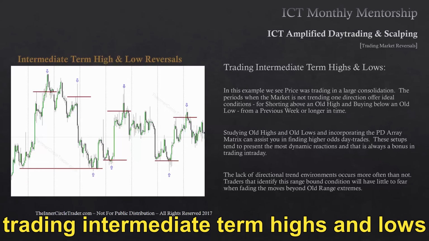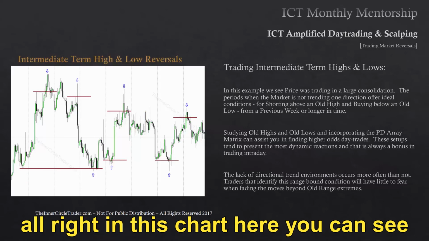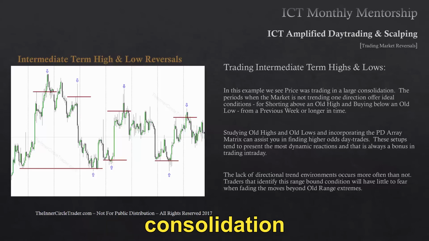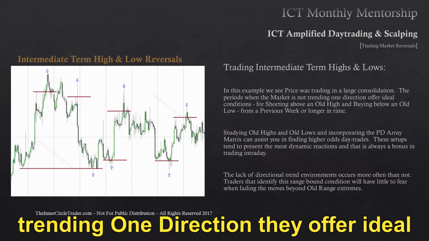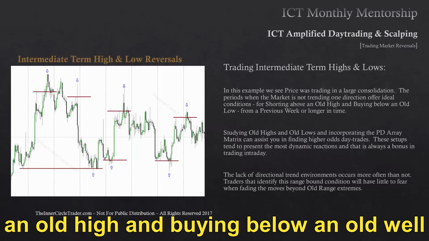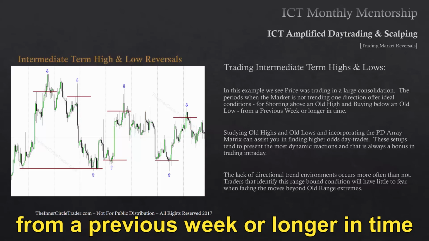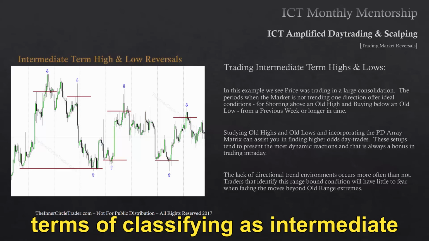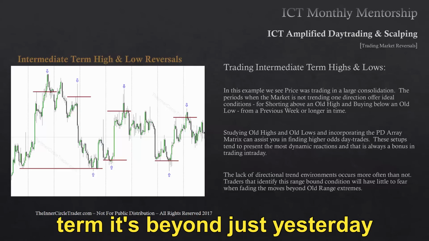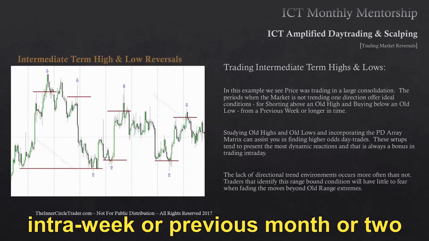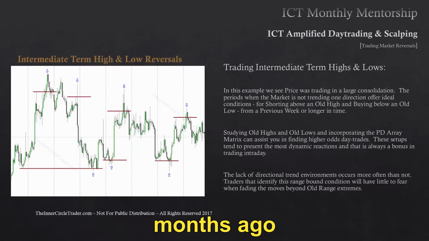Trading intermediate term highs and lows. All right, in this chart here, you can see price is trading in a large consolidation. And the periods when the market is not trending in one direction offer ideal conditions for shorting above an old high and buying below an old low from a previous week or longer in time. So when we look at reference points in terms of classifying as intermediate term, it's beyond just yesterday, and it can be as short term as intra-week or previous month or 2 months ago.